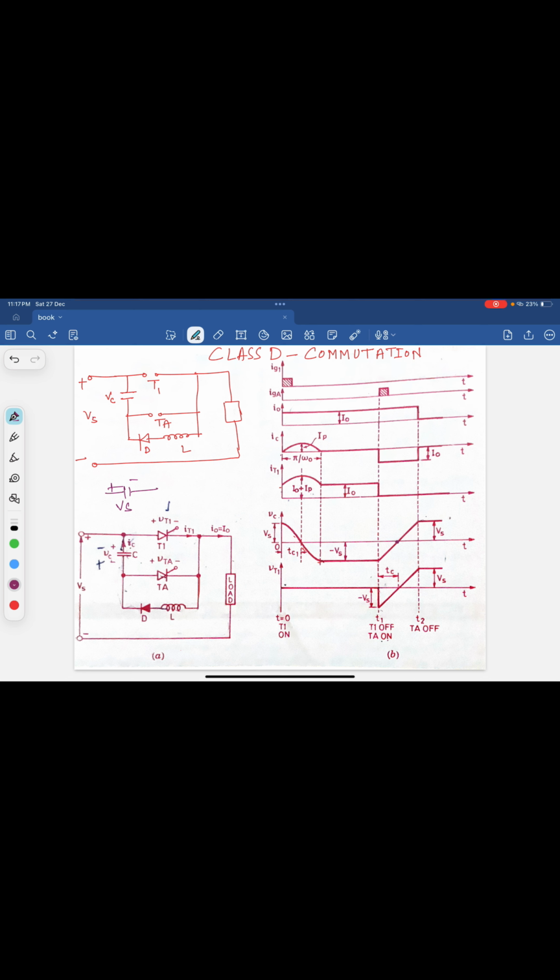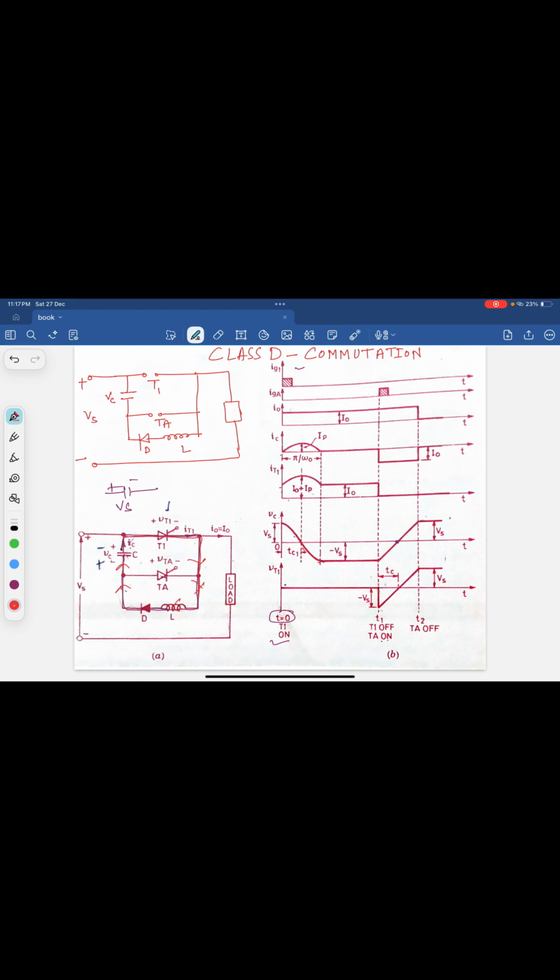As soon as we trigger gate 1, that is at instant t equal to 0, thyristor T1 is on. Now this charging current gets a path to travel through the thyristor T1, then through this inductor L and diode D to the capacitor C. So it gets a path to travel here.